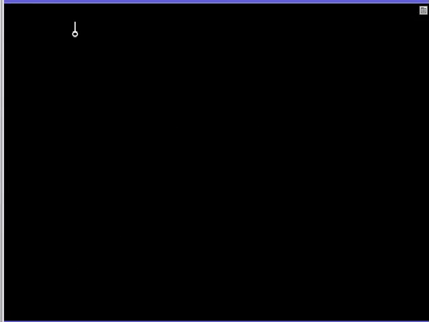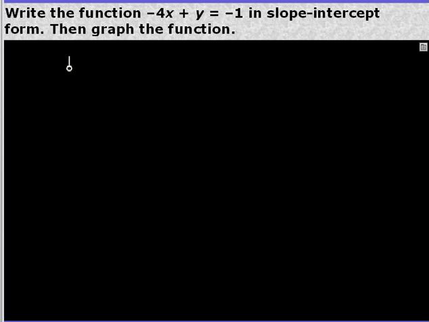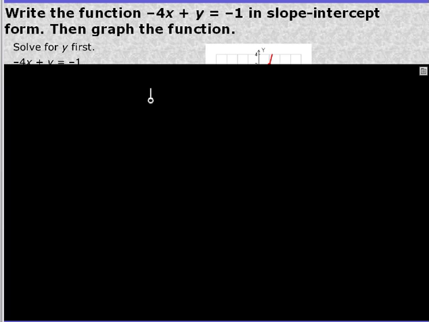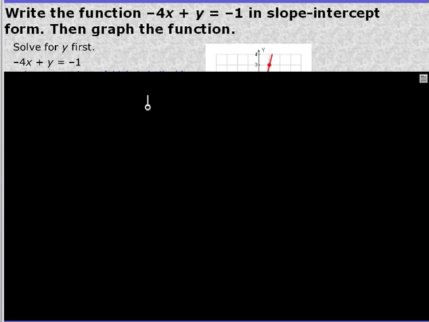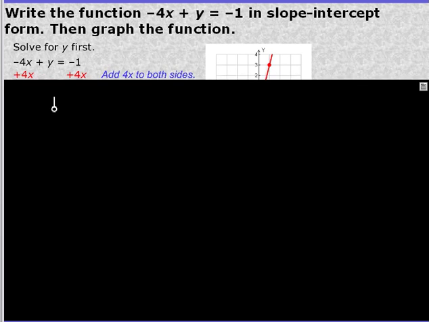All right. Write the function negative 4x plus y equals negative 1 in slope-intercept form, then graph the function. So once we have the equation in slope-intercept form, again, it's pretty simple to graph that function. So that's another way to graph, by just changing it into a form that we're familiar with, slope-intercept, and graphing it from there. So what do we want to do? We basically want to solve for y, or get the y all by itself. So it says solve for y first. What do I have to do? I just have to add 4x to both sides.